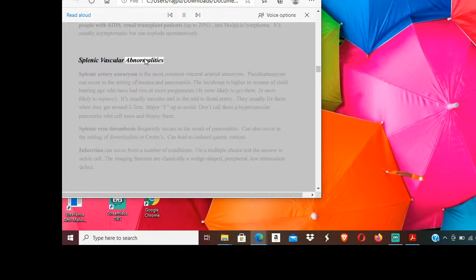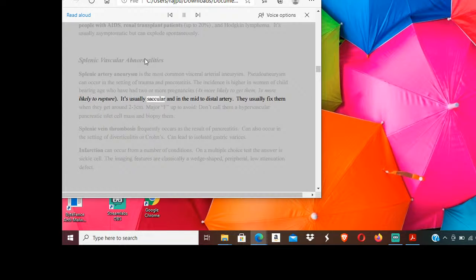Splenic vascular abnormalities. Splenic artery aneurysm is the most common visceral arterial aneurysm. Pseudoaneurysm can occur in the setting of trauma and pancreatitis. The incidence is higher in women of childbearing age who have had 2 or more pregnancies, 4x more likely to get them, 3x more likely to rupture.